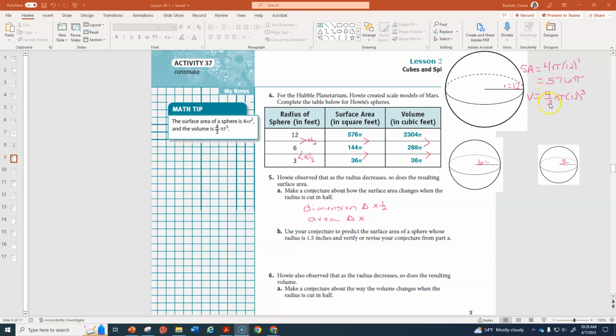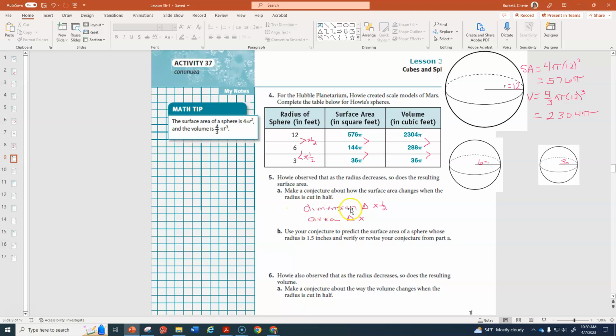The volume was 4/3 pi times the radius cubed. So that's where I got this 2304 pi. I didn't write that down, but that's where I got the 2304 pi. And then, of course, I just plugged in 6 right here. And that's where I got the 288, and then I plugged in 3 right here, and that's where I got the 36. Now they want me to do the same thing.